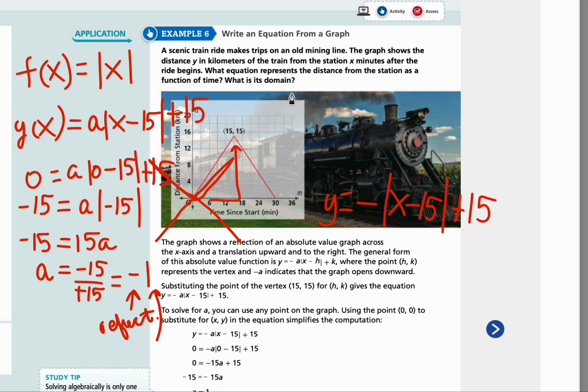And then we want to figure out the domain. What is your domain? From which number to which number would the x values be possible? In this case, you're starting from 0, and you're going to end at 30 minutes. After you reach the station, you don't count anymore, so it doesn't exist in this situation. So from 0 to 30 would be your domain. You can write it in interval notation as 0 to 30 in brackets.